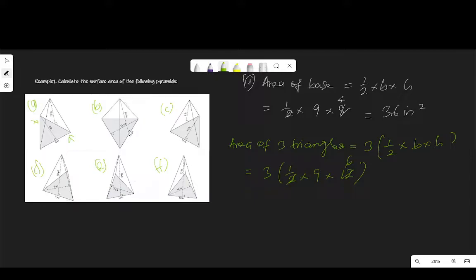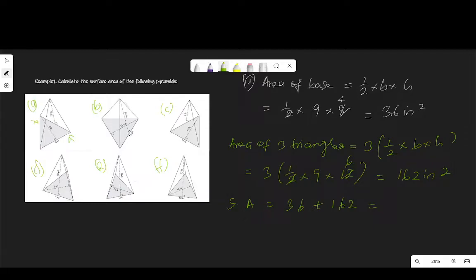54 times 3 is 162. The 162 inches square. Therefore, the surface area of this pyramid will be the area of the base, which is 36, plus the area of the three triangles, which is 162. 36 plus 162.